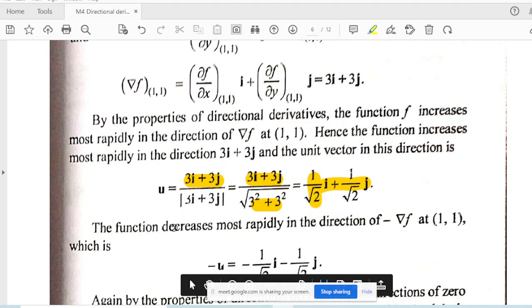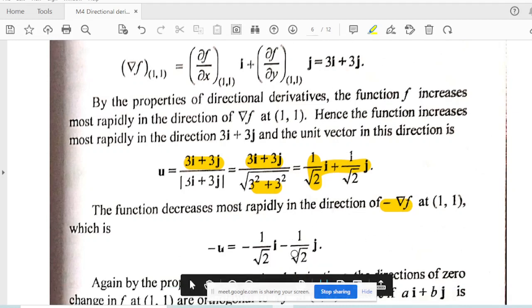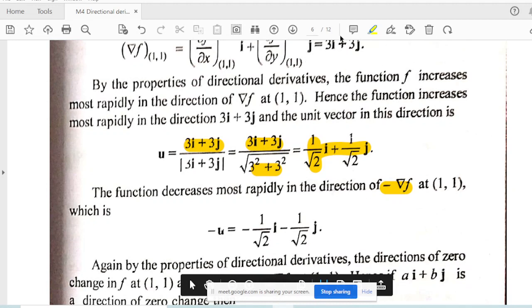And the function decreases most rapidly in the direction of minus grad f. So we know grad f is this. So minus grad f means minus 3 i cap minus 3 j cap.